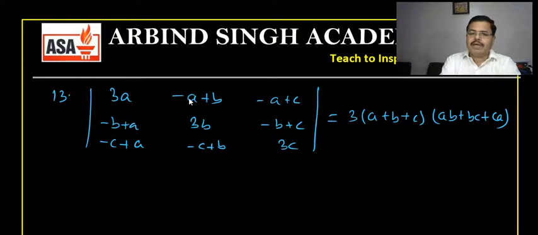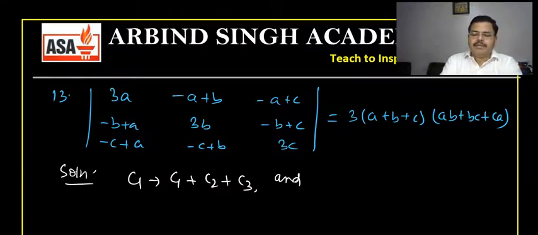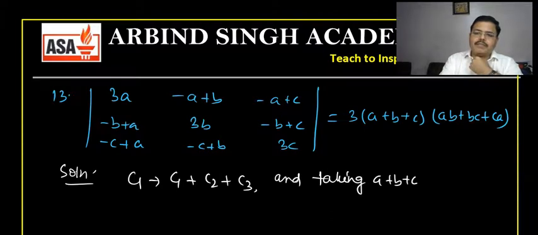So of course here, if I add them, minus a and minus a will be minus 2a, and if it is added with 3a, it will be a plus b plus c. So it is very simple to deal with this question, and we can write here c1 tends to c1 plus c2 plus c3. Then in the first column it will be a plus b plus c. So let me write, taking a plus b plus c common from c1.